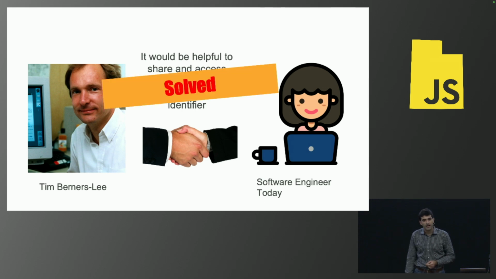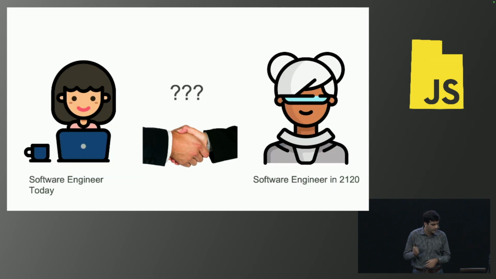We did it. And with that framework in mind, we should ask ourselves, well, what problems do we have in common with the software engineers of 100 years from now? And what can we learn from the fact that we have similar problems with the software engineers of 30 years ago to build for the software engineers 100 years from now?